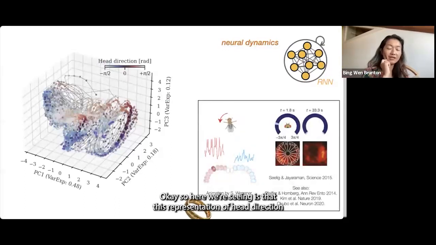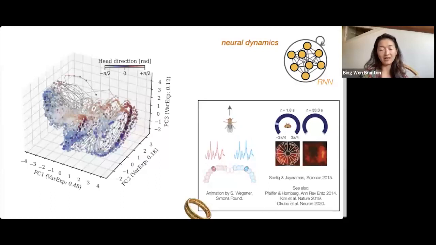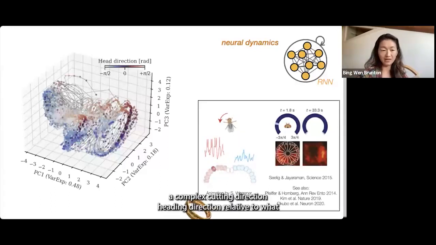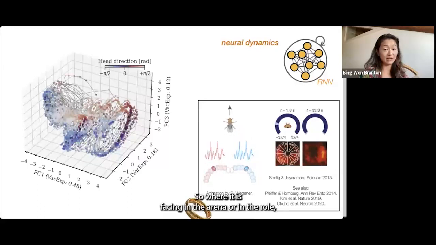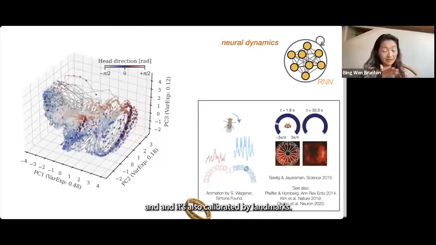So here we're seeing that there's representation of head direction. This is very well studied in the Drosophila central complex, lots and lots of papers on this. It's pretty clear that in the Drosophila brain and likely all insect brains, there is a part of the brain that represents heading direction. Heading direction relative to what? In allocentric coordinates. So where it is facing in the arena or in the world. Which requires integration of self movement, and it's also calibrated by landmarks.